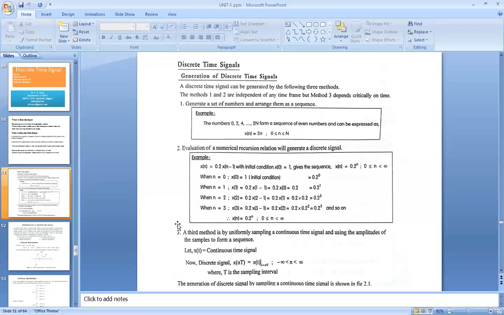For example, when n is equal to 0, x of n is equal to 0.2 raised to 0, and its value is 1. When n is equal to 1, x of 1 is equal to 0.2 raised to 1. When n is equal to 2, its value is 0.2 raised to 2. When n is equal to 3, its value is 0.2 raised to 3. And so on, we will get the sequence of x of n.